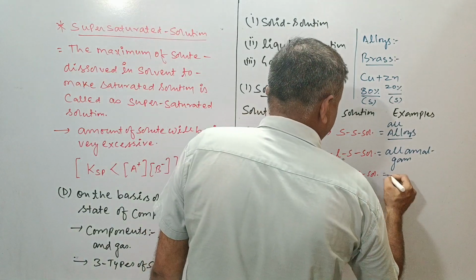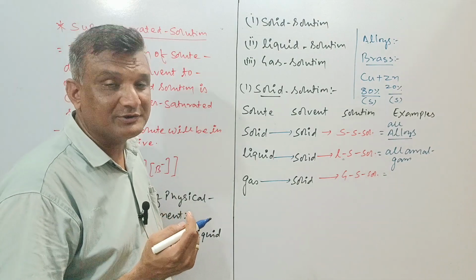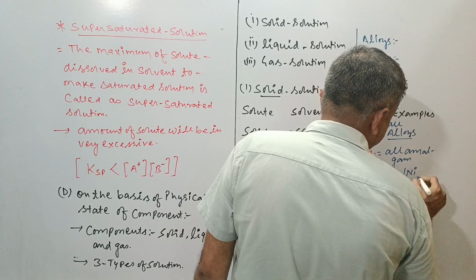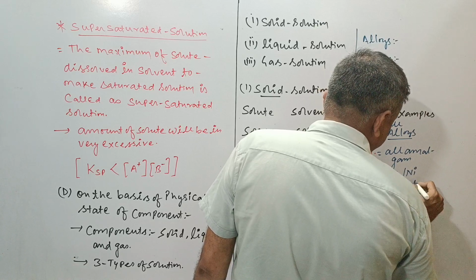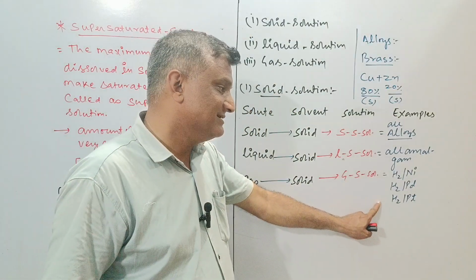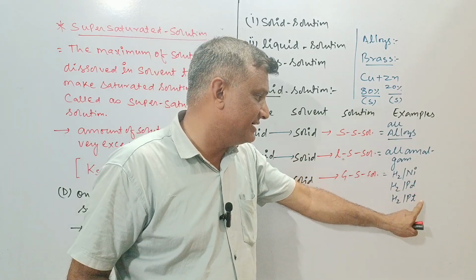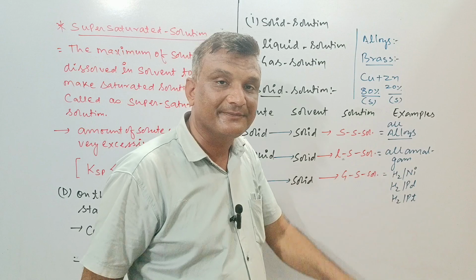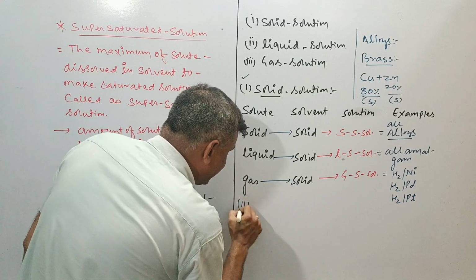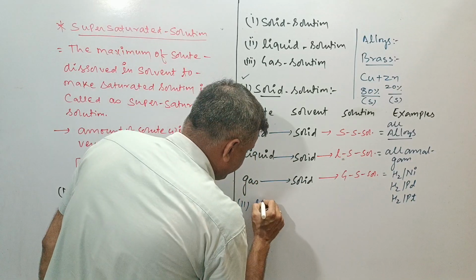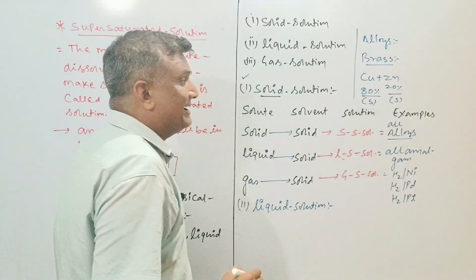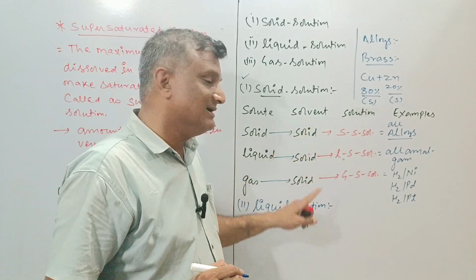The third is your gas solid solution. This is the most important. For this we can take H2 occluded in Ni, H2 occluded in Pd, and H2 occluded in Pt. Here the gas is H2 and as a solid there is Ni, Pt and Pd. This is the gas solid solution and this was the first type of the solution. Now I would like to go with the second type, that is your liquid solution. Here the solvent will be a liquid.